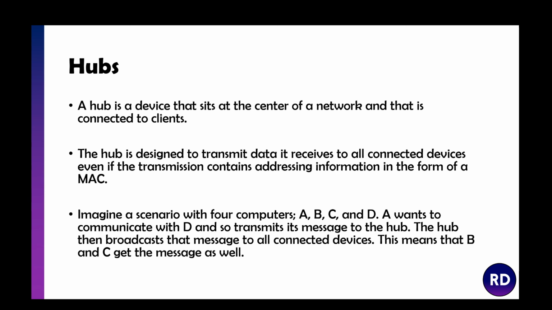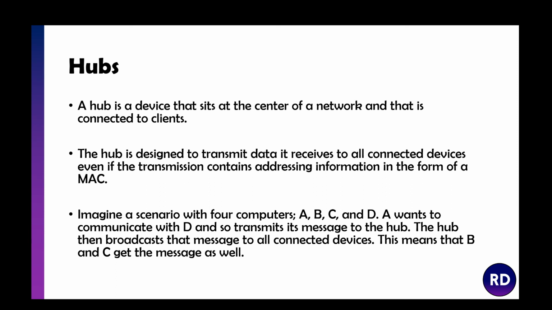So next we're going to look at some of the connectivity devices. So we've got a hub. Now a hub is a device that sits at the centre of a star network, and that is connected to lots of clients. The idea is that it's designed to transmit data it receives to all connected devices, even if the transmission contains addressing information in the form of a MAC. So what that means is, even if it's something that's directed specifically to one MAC address, one individual computer, it sends it to all the devices.